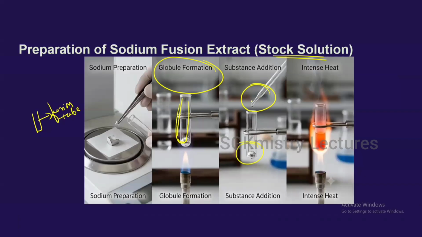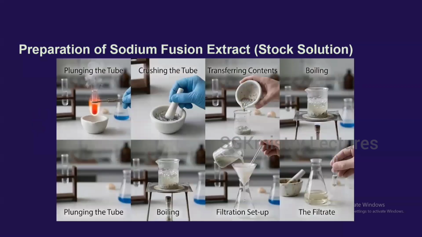Now, after that, you're going to heat the fusion tube until it becomes red hot. So intense heat. Here you can see intense heating is done so that the fusion tube becomes red hot, where the fusion of sodium and the organic compound that is given to you takes place, which is very much required in order to do the analysis. After that, once it becomes red hot, you're going to plunge the red hot fusion tube into around 10 ml of distilled water, which is taken in the mortar.